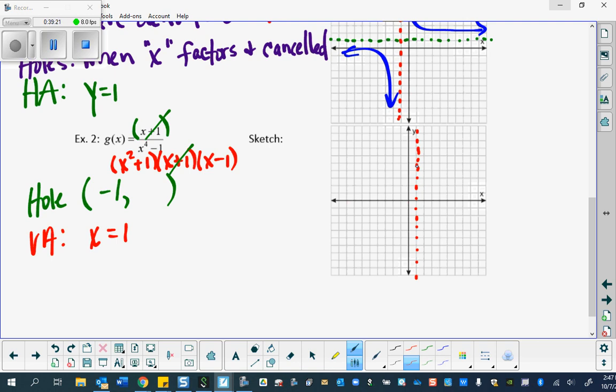Now, if I'm sketching the graph, it's nice to be able to see where our horizontal asymptote is. I have more x's in my denominator than in my numerator, which means y is equal to 0 is going to be my horizontal asymptote. Are we good so far? Let's pop over to Desmos, and we'll take a look at the graph.